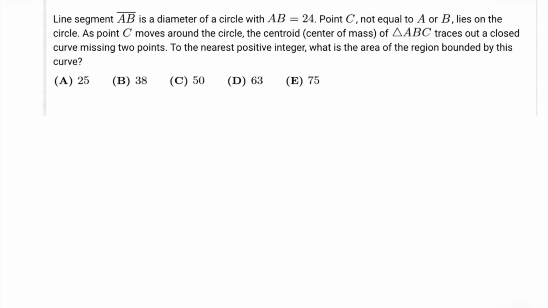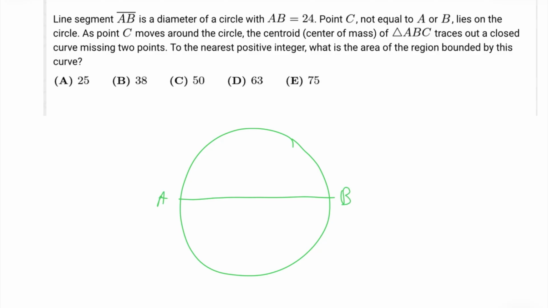So we can begin this problem by just sketching out what we are given. It tells us that we have a circle and line AB is the diameter of the circle. And so the length of AB is 24. Point C, not equal to A or B, lies on the circle, and as it moves, it traces out a closed curve. So I'm just going to let C be, for example, right here. And then we'll get a triangle. It says triangle ABC.